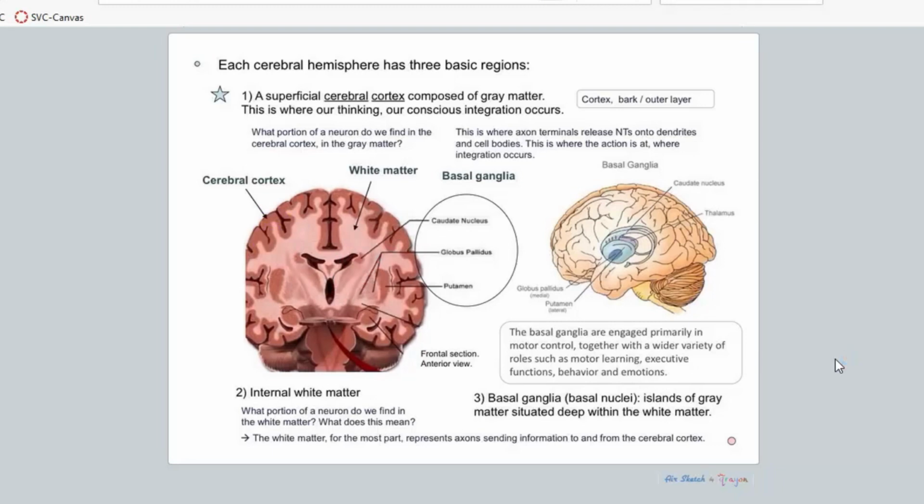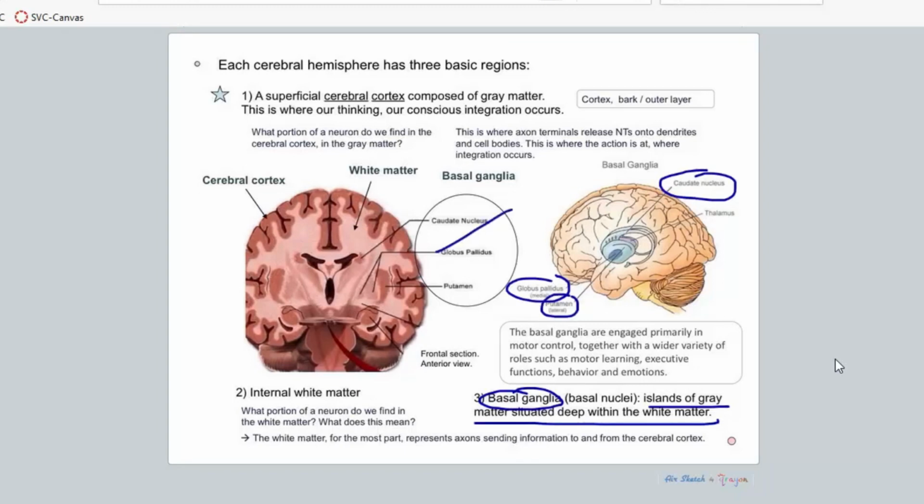Now there is a third region of the cerebral hemispheres, and we're not going to talk so much about these, but these are called basal ganglia or basal nuclei. And these are islands of gray matter that are situated deep within the white matter. And there's three of them. There's the caudate nucleus, the globus pallidus, and also the putamen there.